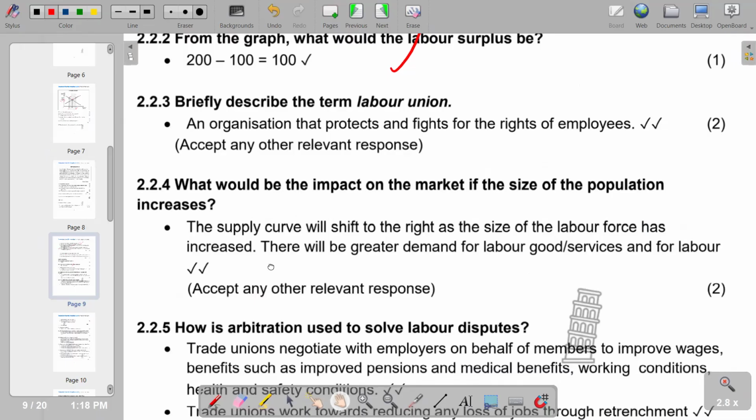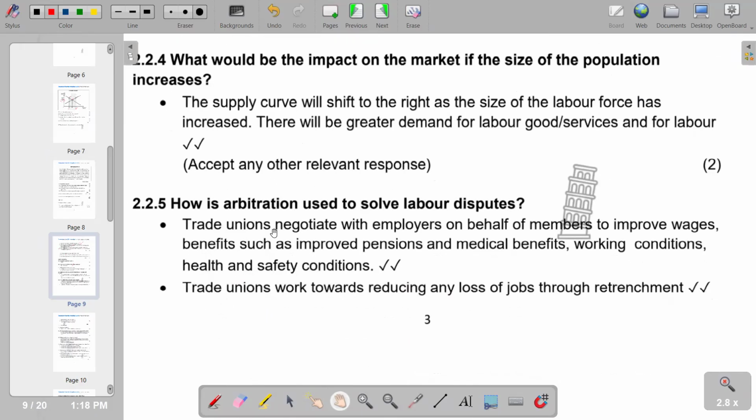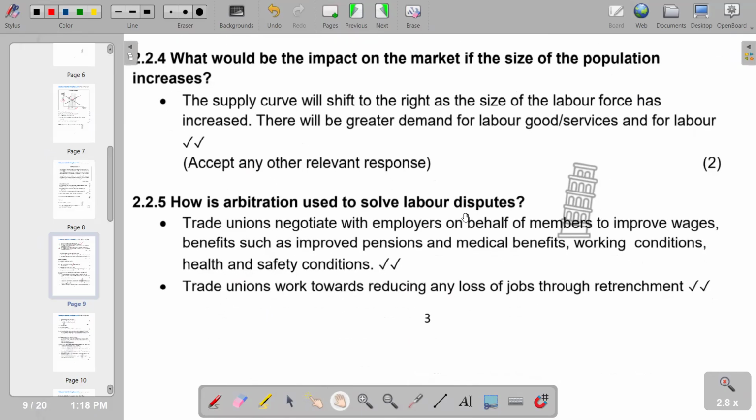So we go to the next part, 2.2.5, which reads, how is arbitration used to solve labor disputes? We have described arbitration as a formal method of dispute resolution, which involves a neutral third party who enforces the binding decision. So our question reads, how is arbitration used to solve labor disputes?